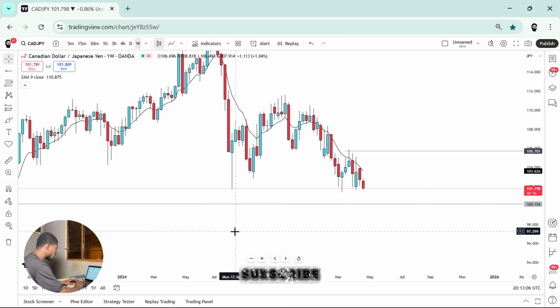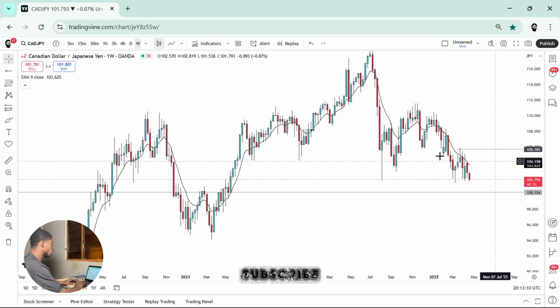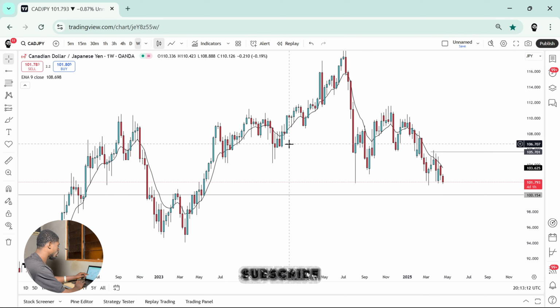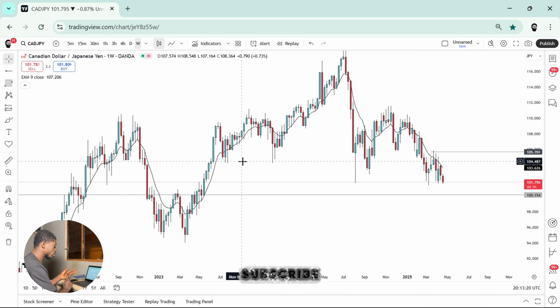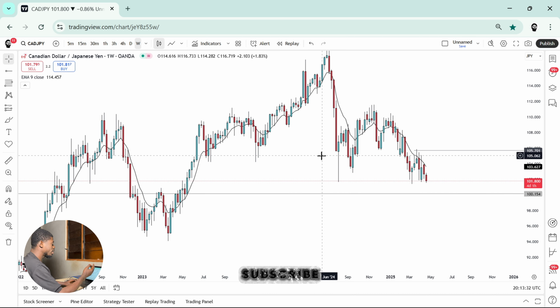Let's get it. So I start from the weekly time frame on CAD JPY. Whenever I open the market, I check for some factors, let me put it that way. I check for the market structure, the trend, my points of buys or sells, and where I think the market will be targeting. So these are the things that I look out for.